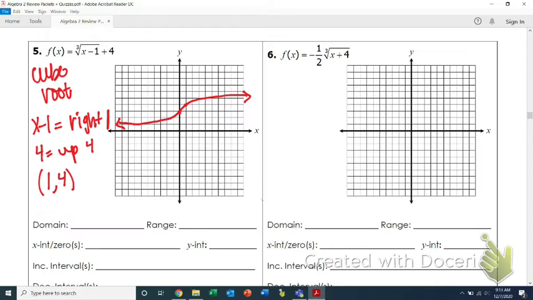So by looking at our graph that we've drawn, domain and range, easiest thing is all real numbers, also known as negative infinity to positive infinity.